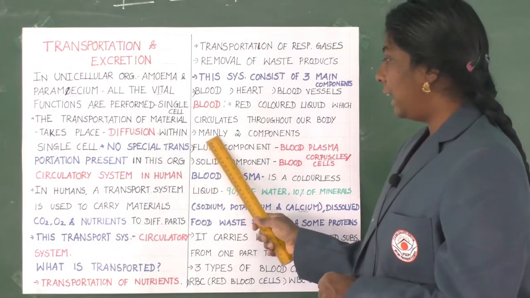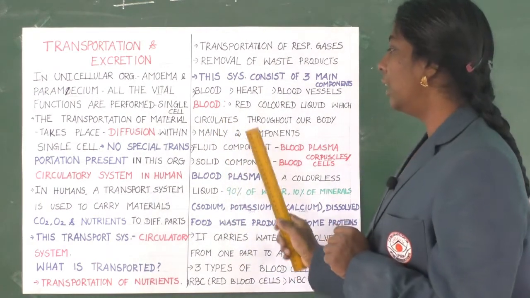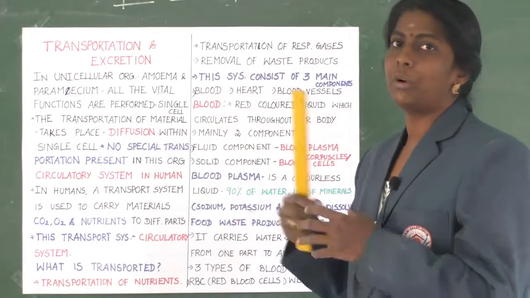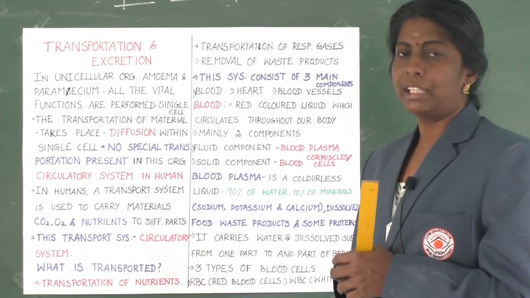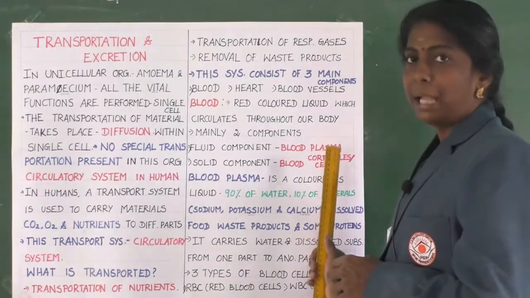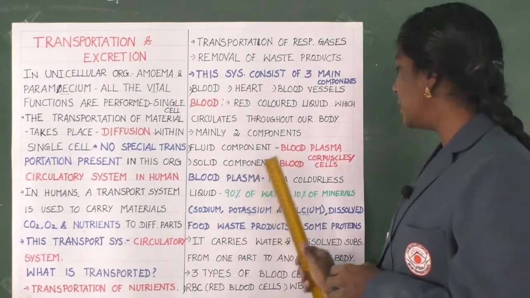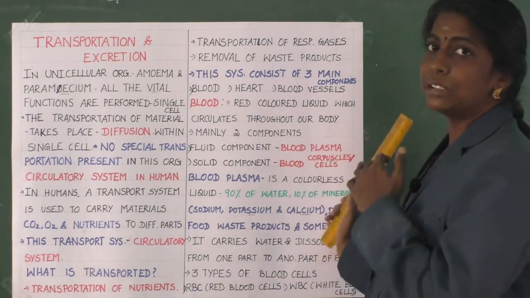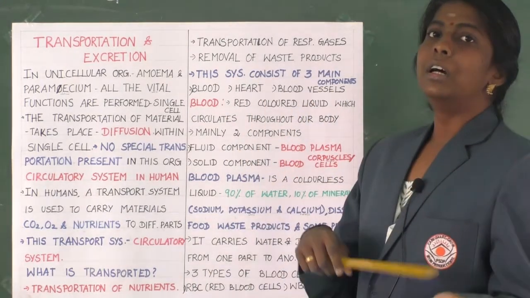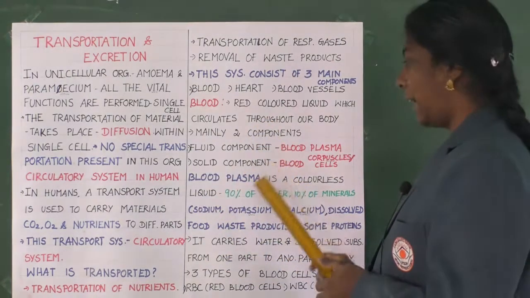Then, it mainly has two components. What are they? Fluid component and solid component. Fluid or liquid component and solid component. Clear? So, what do you mean by this fluid component? It is nothing but the blood plasma. Clear? And the solid component is also said to be corpuscles, blood corpuscles or blood cells. Clear?